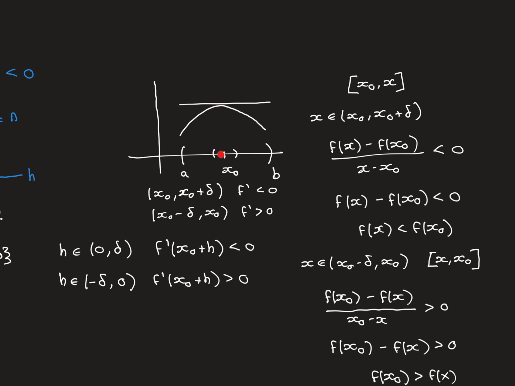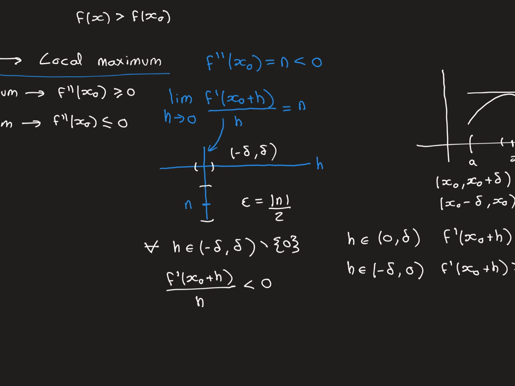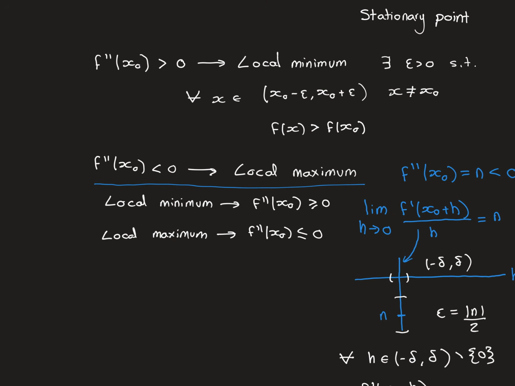I've shown that if you take any x in this delta interval that isn't x0 itself, the value that it's mapped onto by the function is going to be strictly less than the value that the function maps x0 onto, and therefore x0 is a local maximum over this delta interval for the function. So we've shown, therefore, that the second derivative at x0 being less than 0 implies that there does exist an interval over which the x0 point is a local maximum for the function over that interval.